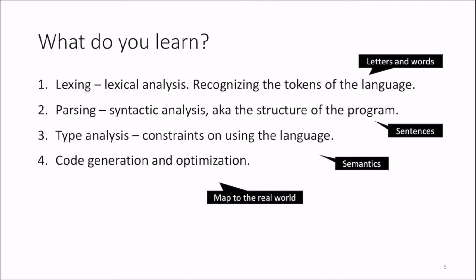And finally, code generation and optimization is similar to how language maps to the real world. So in this case, we're generating code, which is assembly language, and taking the assembly language and converting it into binary. That's kind of the mapping of this high-level programming language to the real world of the computer.